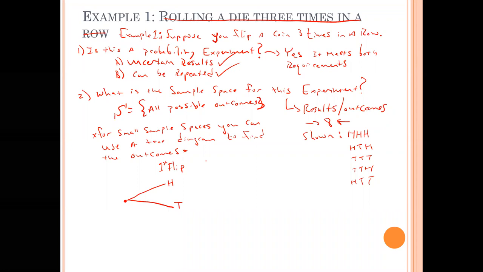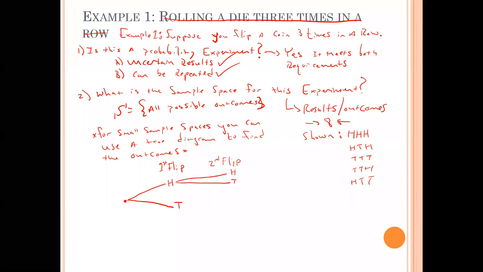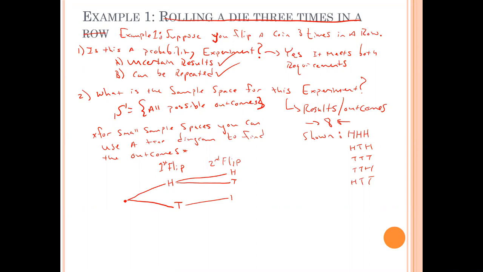Then what I'm going to do is, these are the branches of my tree right here. Then I'm going to show what's called the second flip. So the next time I flip the coin, well, if I flipped head first, the next coin flip, I could still get a head or a tail. But maybe I flip tails first, I don't know. So, well, then I could get another head or a tail. And you can see what's happening here is each branch is forming the possible outcomes.